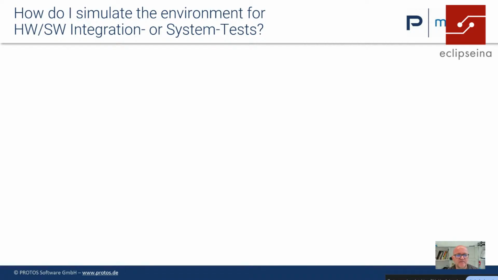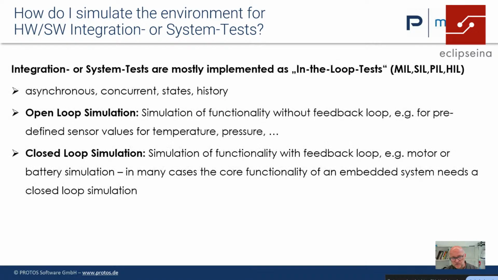Now, how do I simulate the environment for hardware-software integration tests or for system tests? So asynchronous, it's concurrent, it has states, it has history. Of course, your ECU has a history and it has states, because if not, it would not work. So those kinds of tests are mostly implemented as in-the-loop tests. So model in the loop, software in the loop, processor in the loop, hardware in the loop, and so on. That's usually a category of tests that uses environment simulations, not mocking or stubbing.